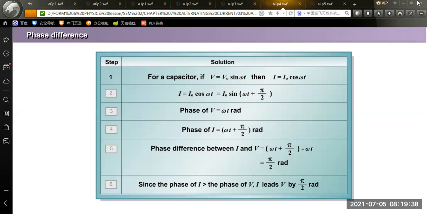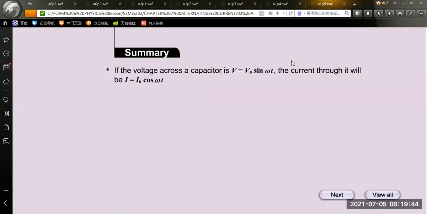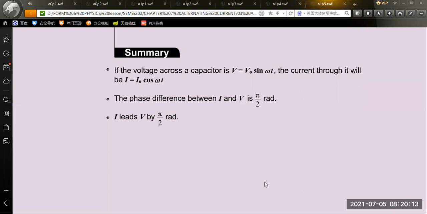So now, as a summary, if the voltage across a capacitor is V equal to V naught sin omega t, then the current through it will be I equal to I naught cos omega t, where the phase difference between I and V is pi over 2 radian. And last, current leads the potential difference by pi over 2 radian.